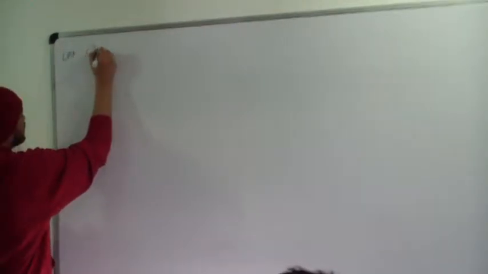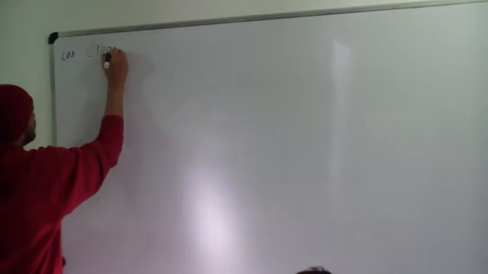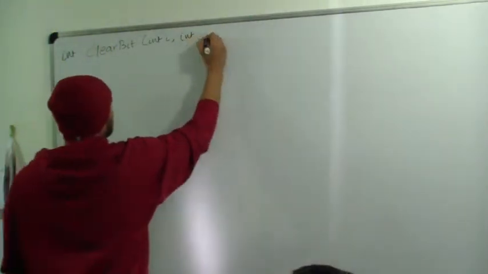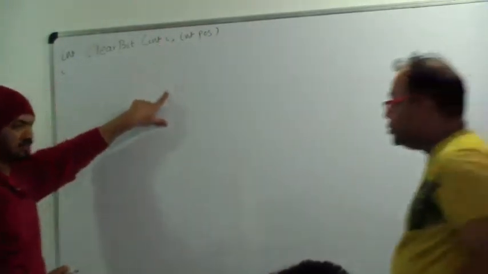Now we'll say clear bit. So int clear bit, int I, int position. Irrespective of what the bit is at position in the integer I, make it 0. Make it 0.